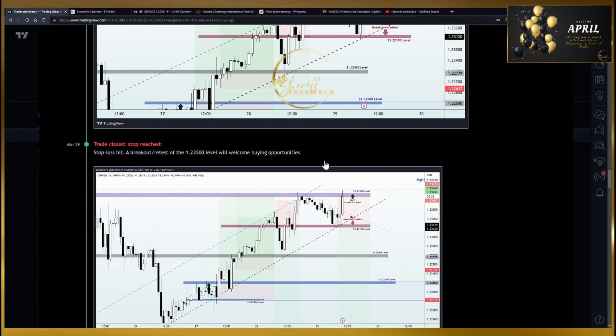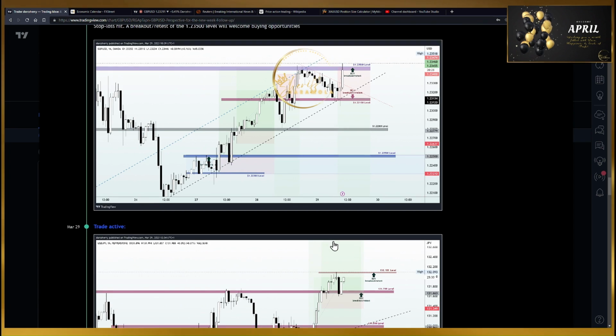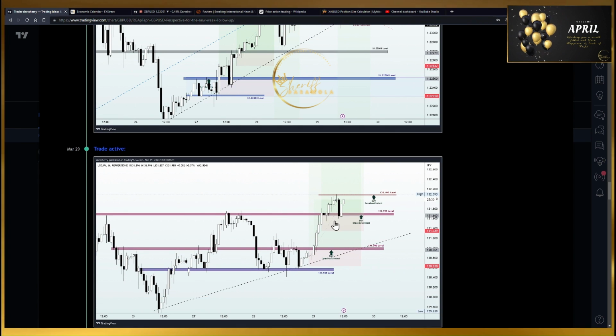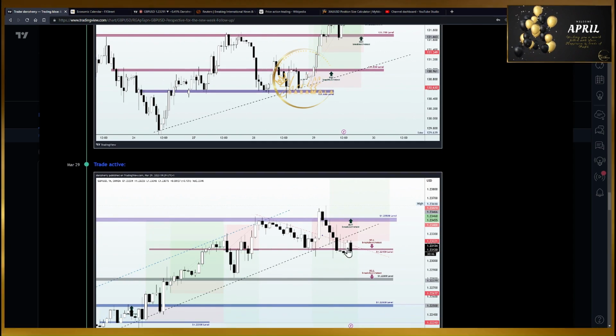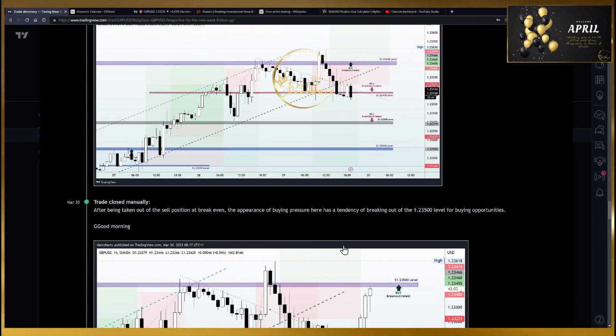Then we continued. Okay, we had our first stop loss here on Wednesday after price action took us out after we had a trigger below the 1.22100 level. So we had the chance to buy again above the 1.23700. Okay, not this one. Okay, we saw sell momentum.